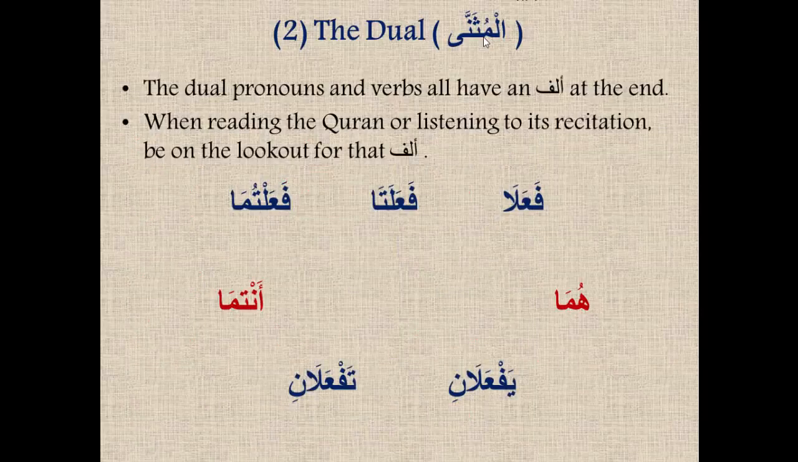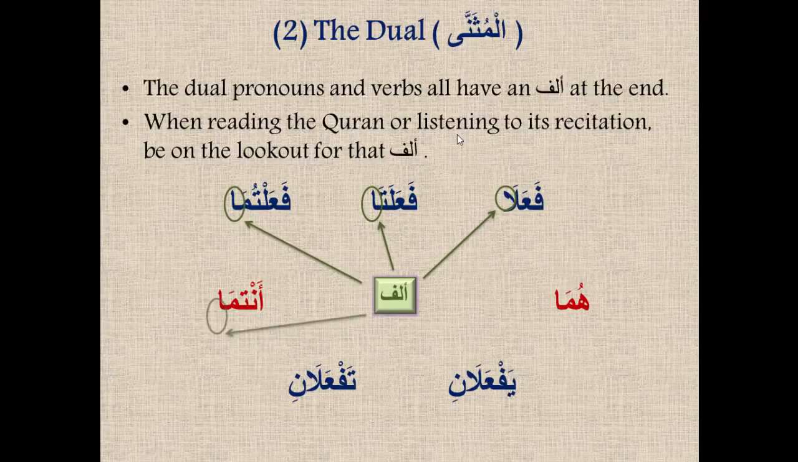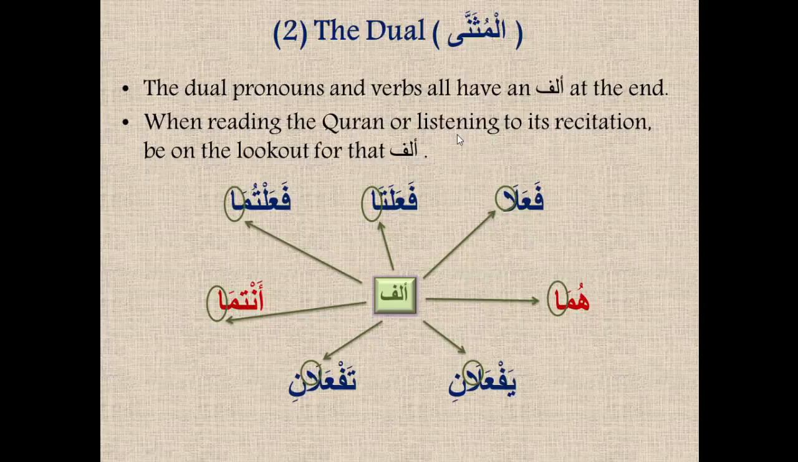So one of those features is the alif at the end. There's an alif. So the dual pronouns and the dual verbs all have an alif at the end. When reading the Quran or listening to its recitation, pay attention for that alif. Be on the lookout for it. So, فَعَلَا, an extension, elongation at the end. فَعَلَتَا, فَعَلْتُمَا, أَنْتُمَا, تَفْعَلَانِ, يَفْعَلَانِ, and huma. There's a shared alif in all these cases.